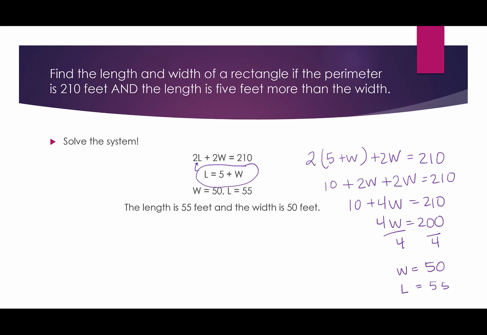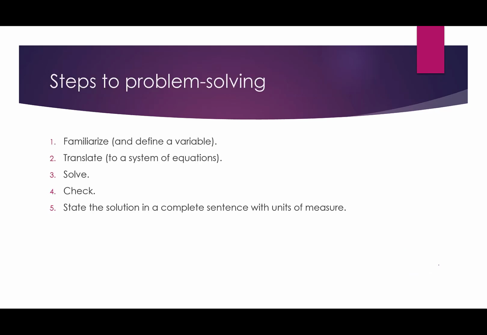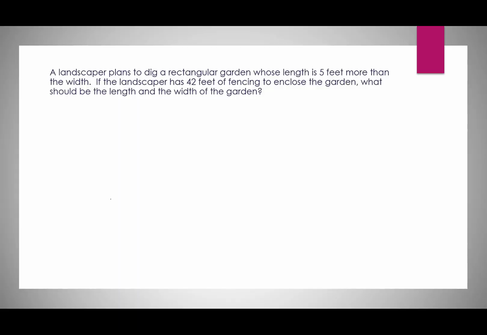Okay, so this is kind of the idea. If we can write two linear equations using two variables to model our situation, maybe we can answer the question by determining the solution to that system. Let me remind you about our steps to problem solving. We talked about these back in section 1.3. We'll familiarize, and in that step we want to define a variable in words, translate this time to a system of equations. Before we were just looking at a single equation when we translated. Solve that system, check that answer in the original problem, and then answer in a sentence with a unit of measure.